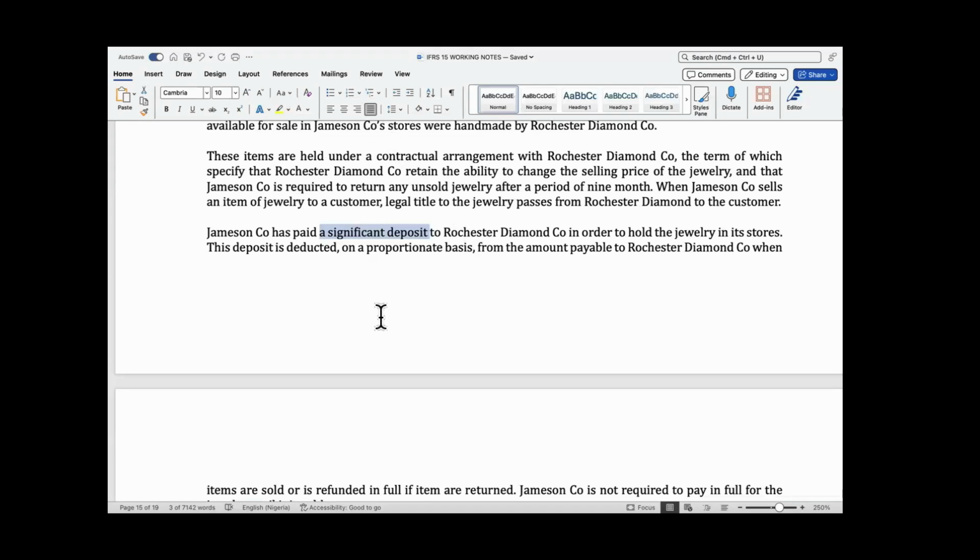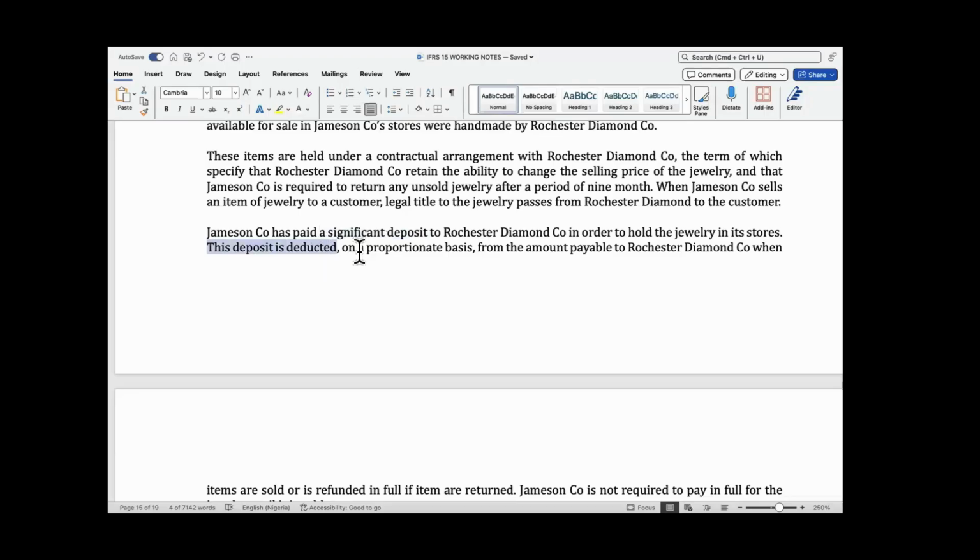This deposit, I think, is to gain at least some control over the jewelry, and it will be a liability now to Rochester. Yeah, that's correct. So it's a liability to Rochester. In Rochester's book, he would treat it as a liability. But in Jameson's book, he would treat it as a receivable. That's correct.